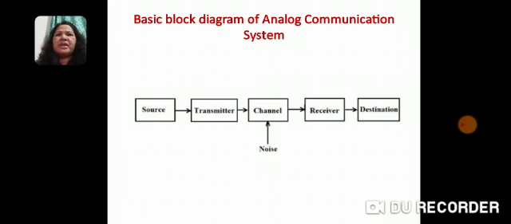So this is brief information about what an electronic analog communication system is. In the next lecture, we will be discussing the details of each block in this communication system, and then we will see certain case studies based on this.